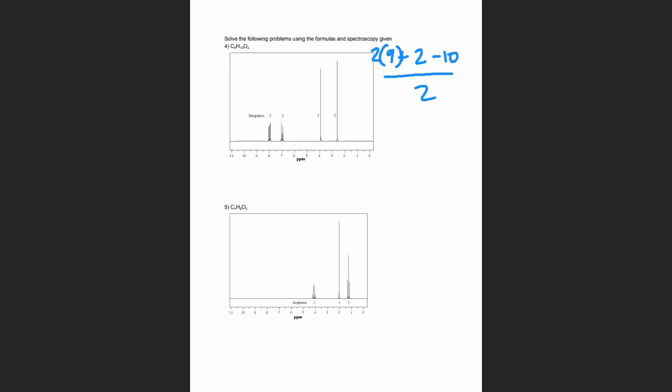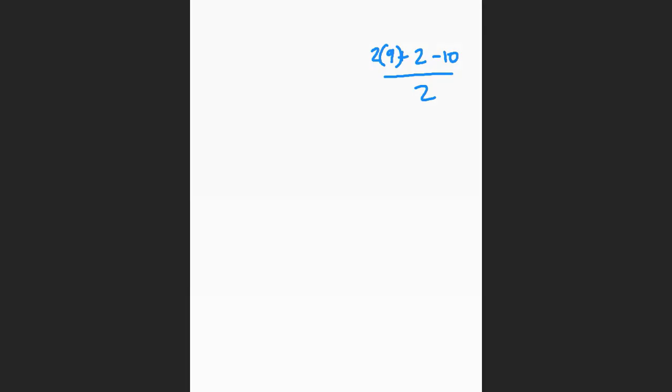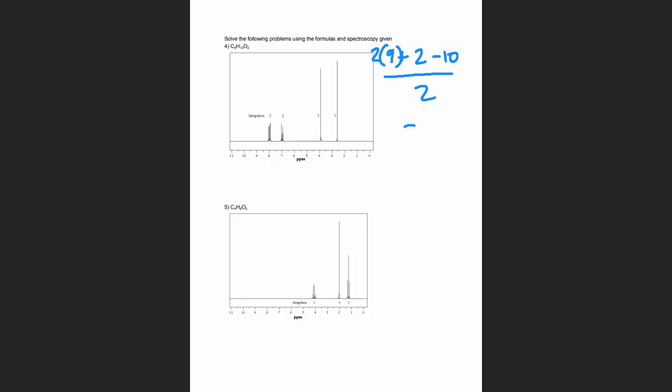So we got 18 plus 2, 20 minus 10, 10 divided by 2 is 5. Right? So we have 5 degrees of saturation. So whenever we have anything more than 4, it's safe to assume that we would have a benzene ring.